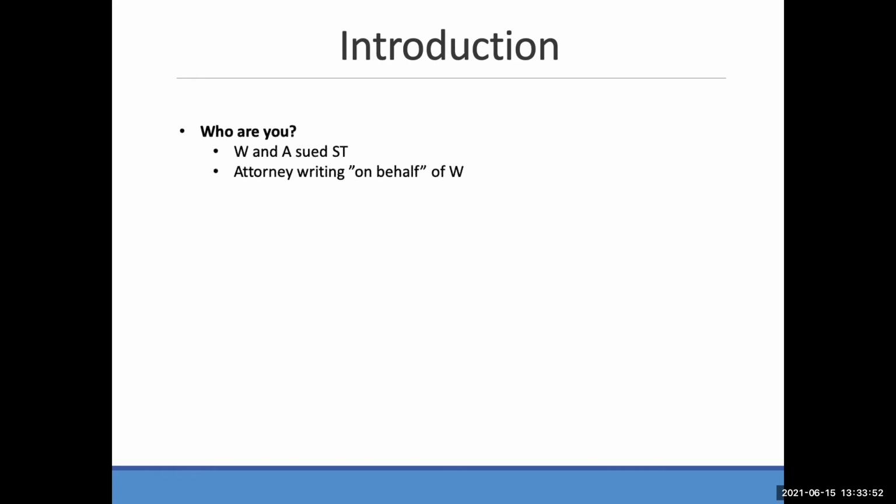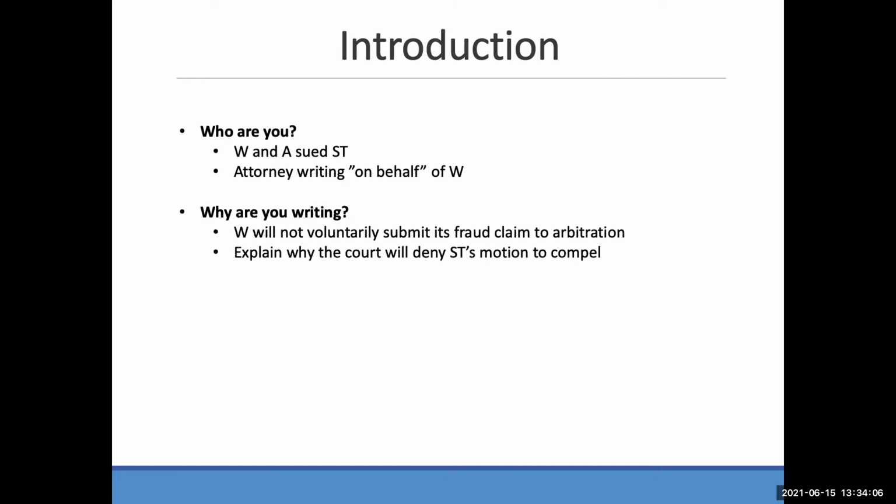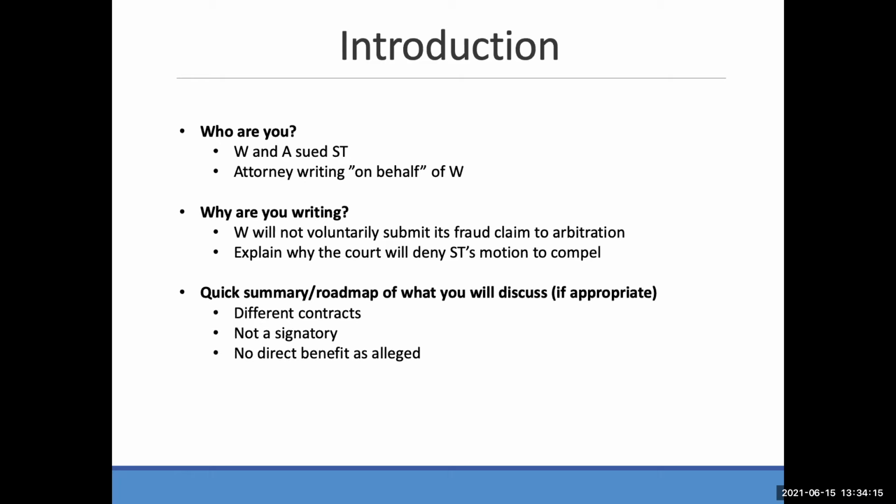In your introduction section, you would write, who are you? Well, W and A sued SecureTrade, and you're the attorney writing on behalf of W, even though you represent Western and Assurance. Now, why are you writing? You're writing to tell them you will not voluntarily submit the fraud claim to arbitration, and you want to explain why the court will deny SecureTrade's motion to compel. And then finally, I usually say in the introduction, you have a quick summary, which is the roadmap of what I'm going to discuss. They were different contracts, we were not a signatory, and there's no direct benefit as alleged.